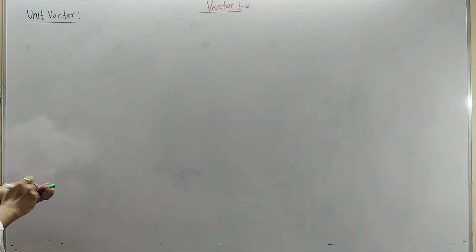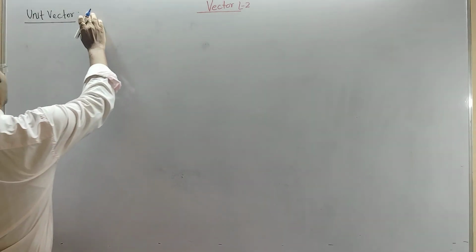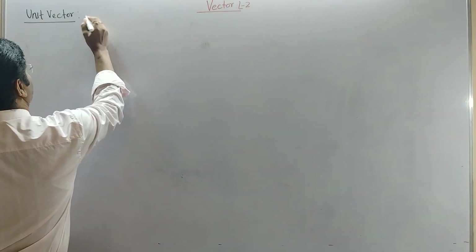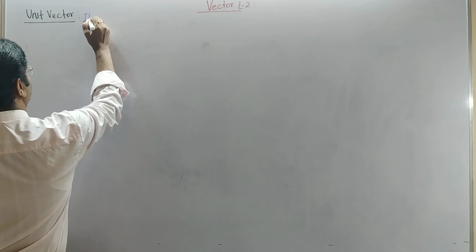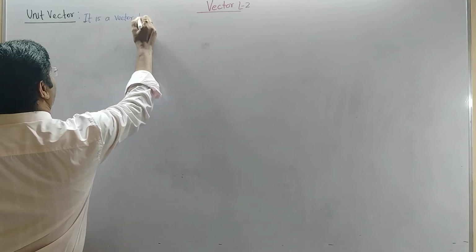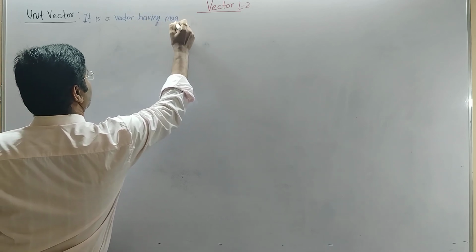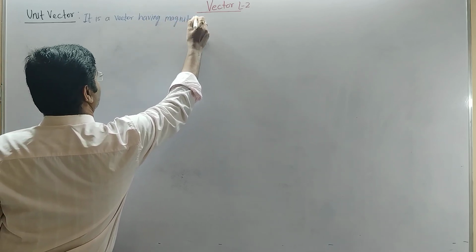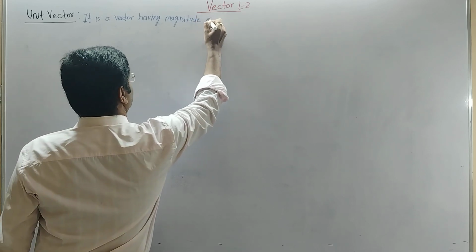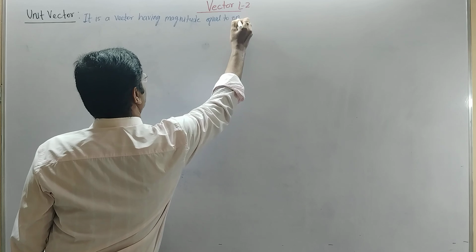A unit vector is a vector which has magnitude only one. Means the magnitude will be unity here. So it is a vector having magnitude equal to 1.